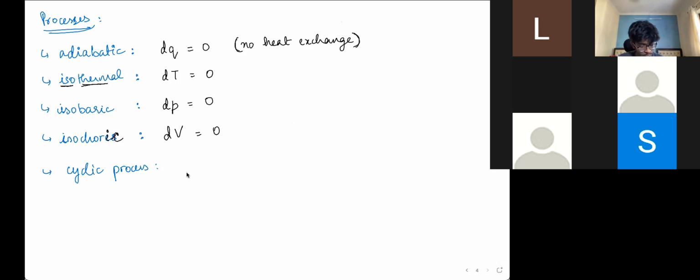What did you write after isobar? Isobaric, dp is 0. No, like after that. This is isochoric. I'll write it clearly. So no change in volume. No change in volume. Yeah.